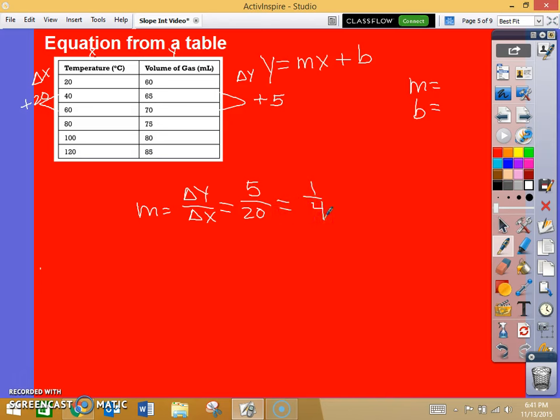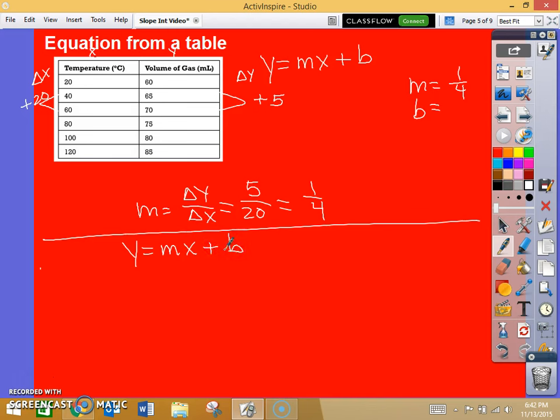Now, if you're using a calculator, you might call that 0.25, but we prefer to use fractions in Algebra 1. But here's the point. We're already halfway there. I figured out that my m value is 1 over 4. Now my job is to find b. To find b, what we can do is plug in the information that we do know. So once again, we're dealing with y equals mx plus b.